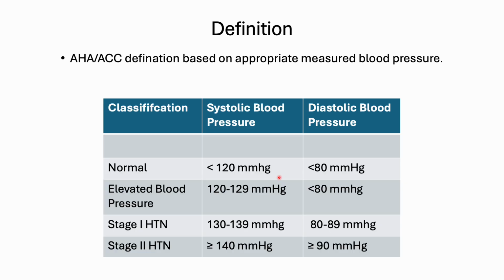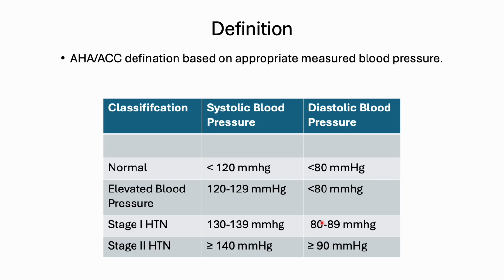So another threshold, the elevated blood pressure. When do you say someone has elevated blood pressure? If his systolic is between 120 and 129, and diastolic blood pressure is still less than 80 millimeters of mercury. If someone has a reading in these thresholds, then you can say that the patient has elevated blood pressure. So stage 1 hypertension. A person who has systolic blood pressure of 130 to 139 or a diastolic blood pressure of 80 to 89 is said to have stage 1 hypertension.